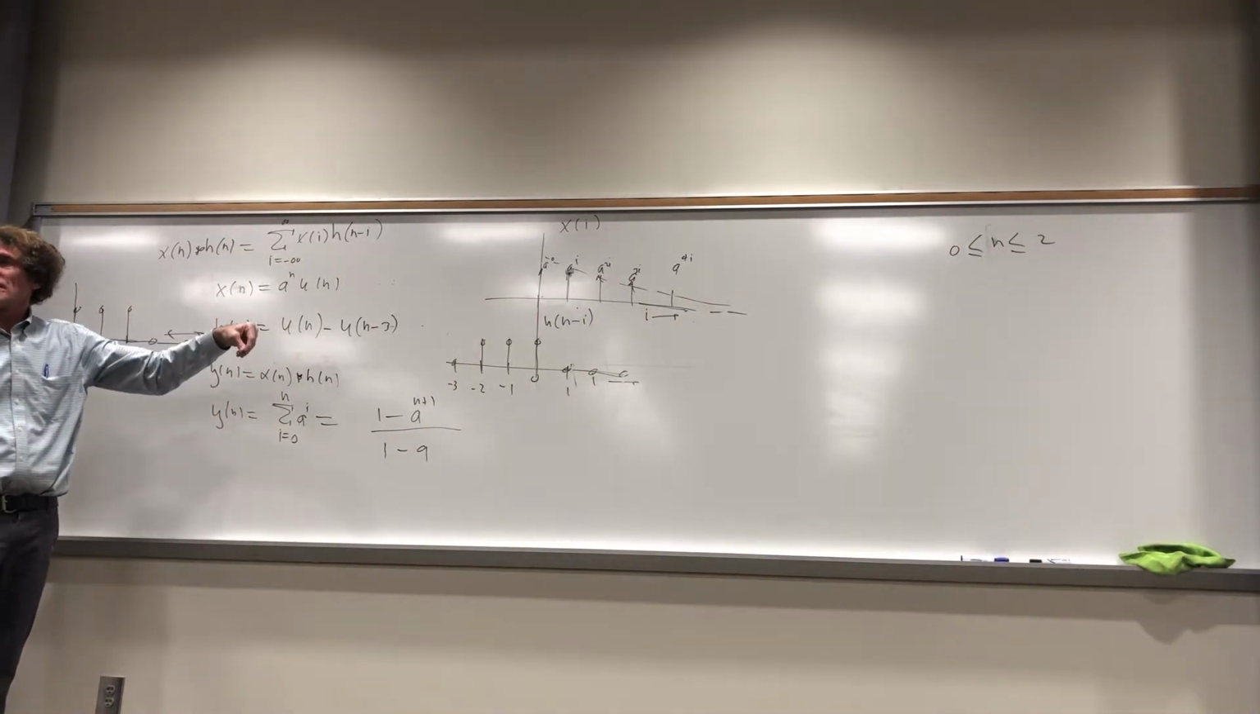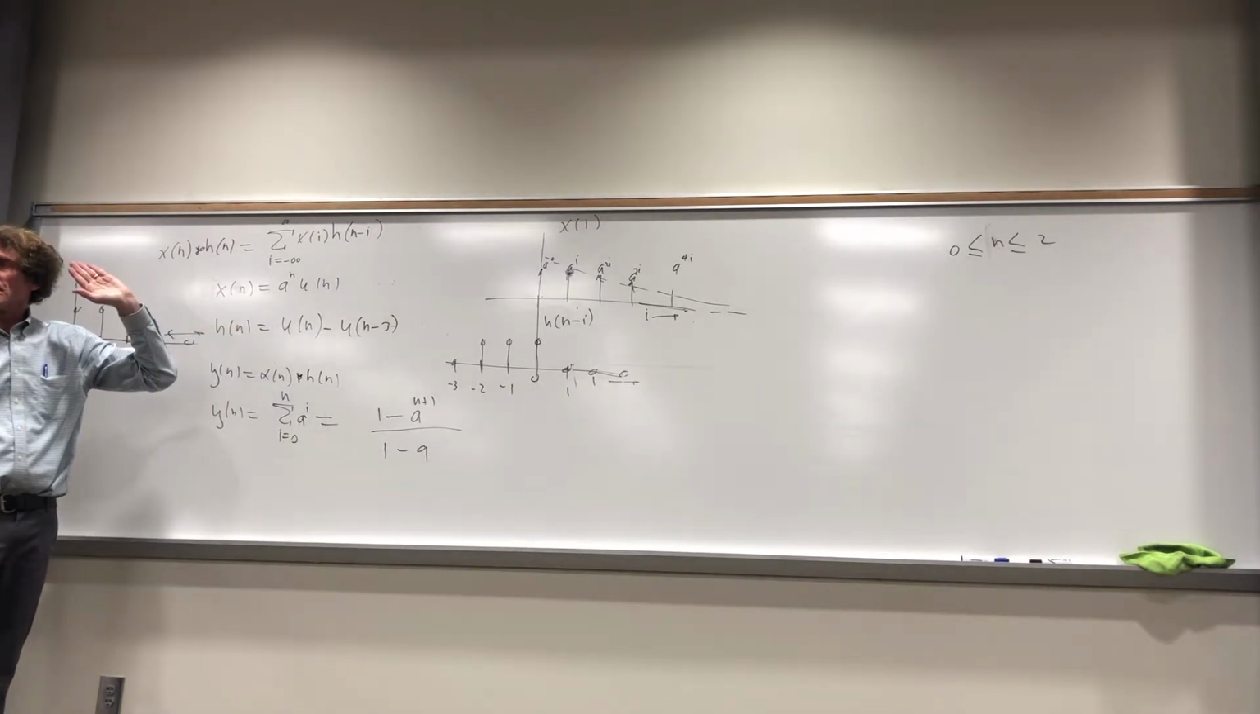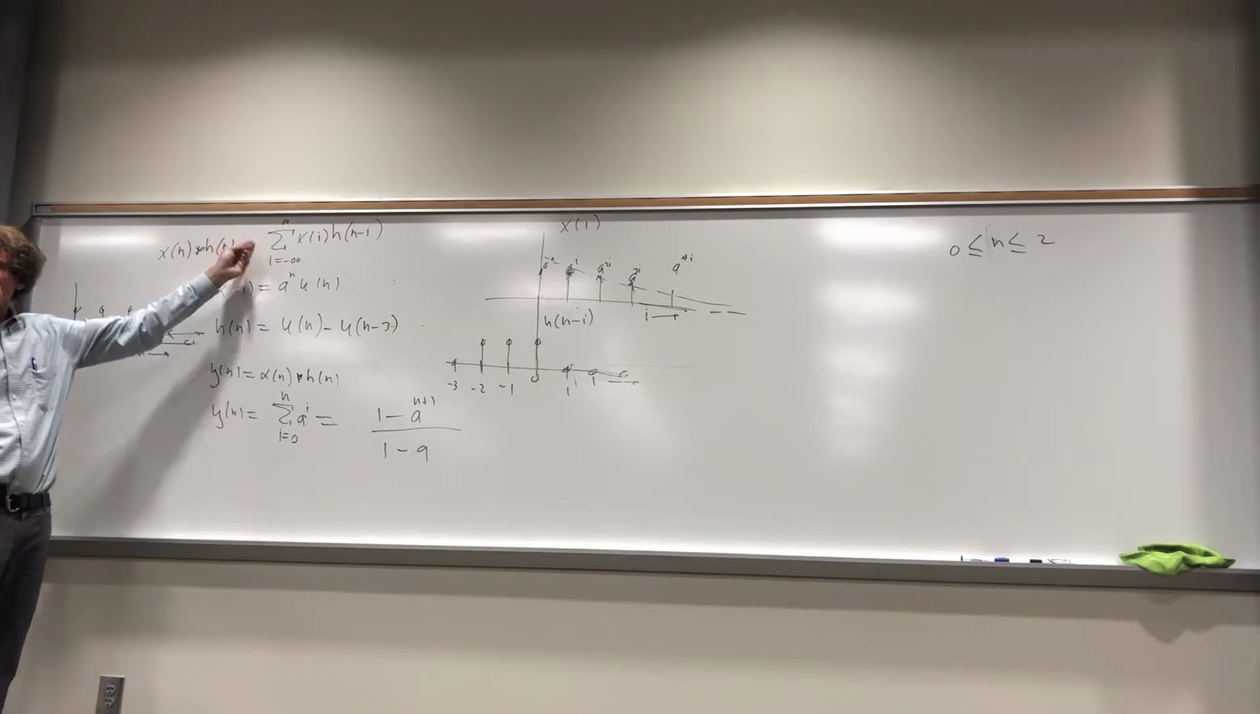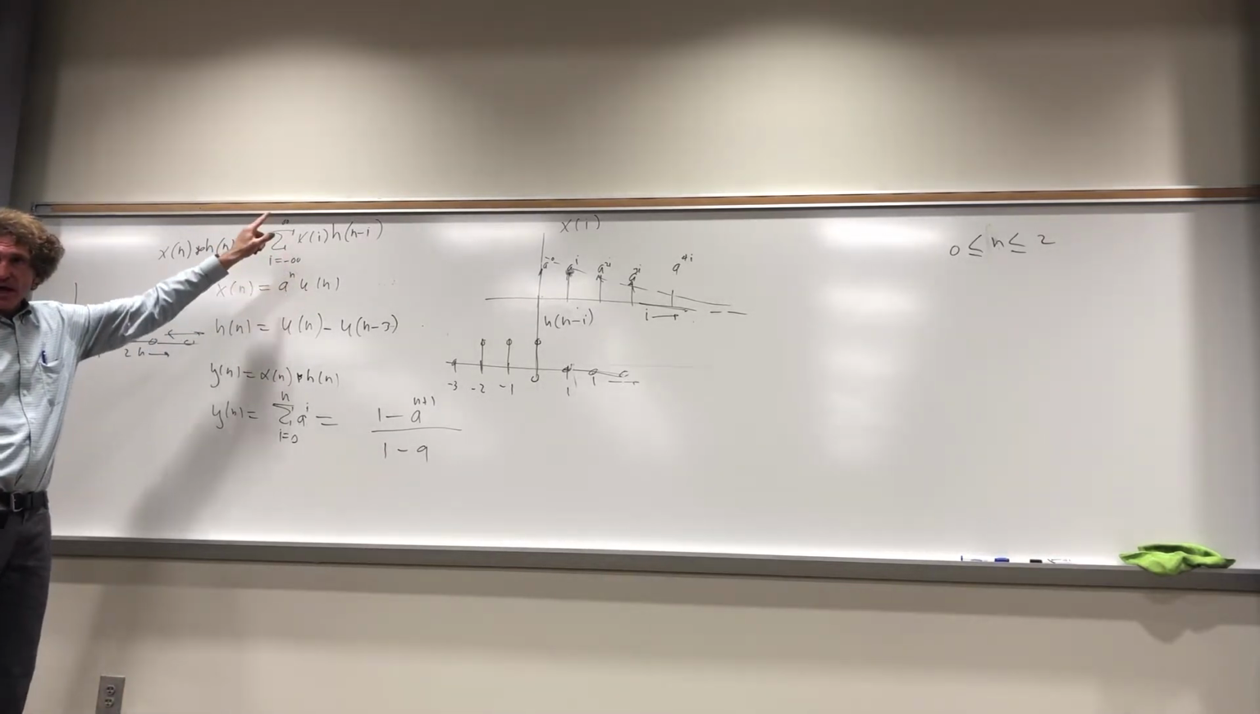0 times something is still 0. So we always only look at the region where both functions are non-zero. Do you follow me in that, class? That's the formal definition. This one, in our case, is going to start at 0. All right, and it's going to go to n for that first part.